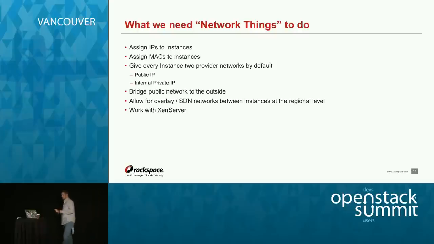We had to assign IPs to an instance, but we actually needed to assign them on multiple networks. So out of the box, every instance in our cloud gets two networks. One for the internet and one for other services at Rackspace. We also will assign the MAC addresses to the instances as they're created. So we keep a pool of MACs that we allocate out.